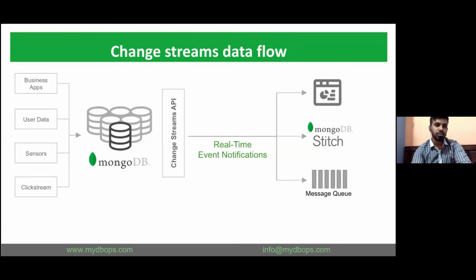So the picture represents that once the data enters MongoDB, it is immediately available to change streams. By using the change stream API, we can send those notifications. We can send your relevant notifications, your updates, your inserts, all the notifications to your custom applications. It can be a MongoDB stage, it can be your Mongo shell. So your custom applications can be anything.